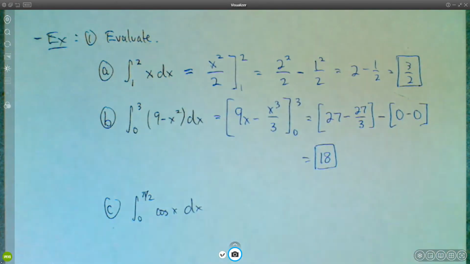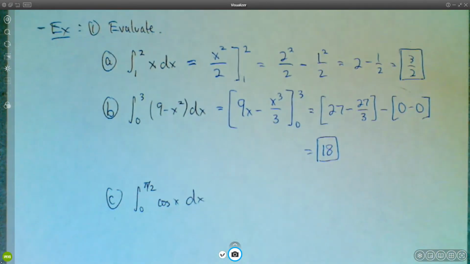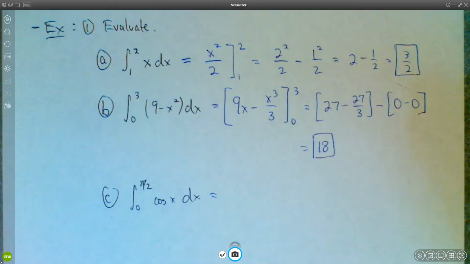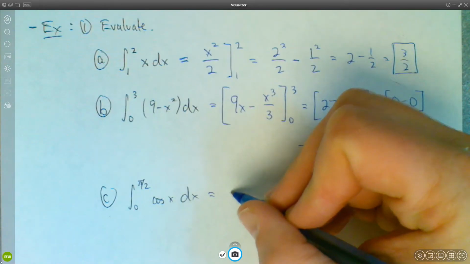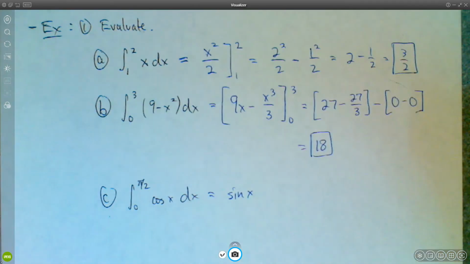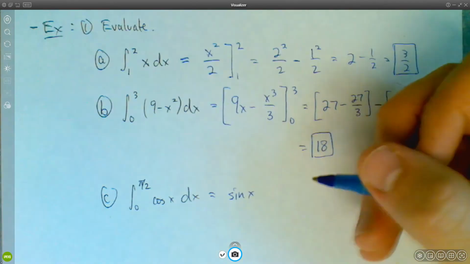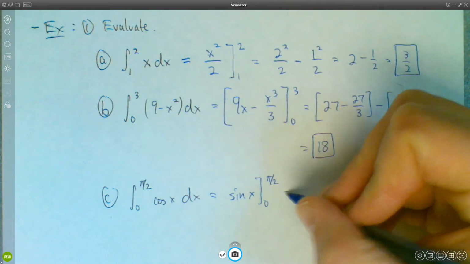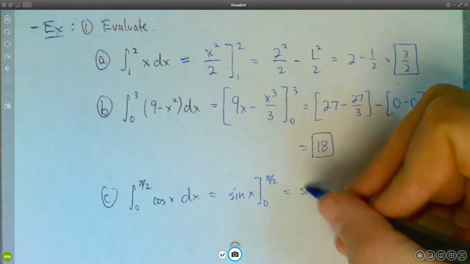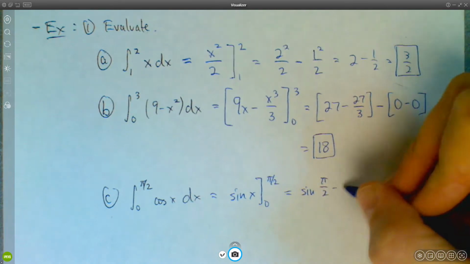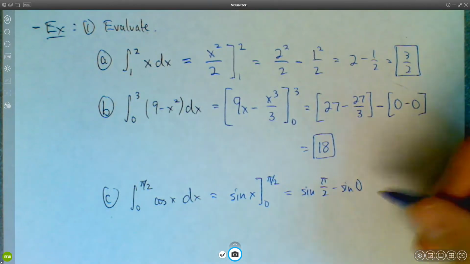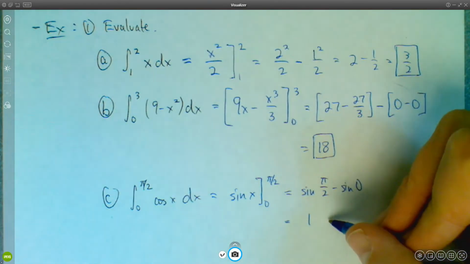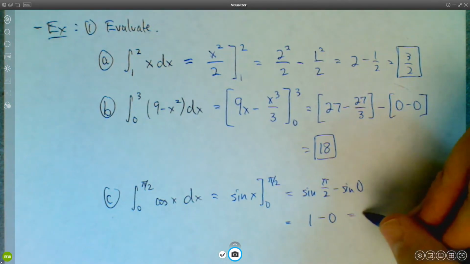So let's see if we can evaluate this one. Again, I'm going to find an antiderivative for cosine. Antiderivative for cosine is sine, right? Because the derivative of sine is cosine. And then I just need to evaluate that from 0 to pi over 2. This is going to be sine of pi over 2 minus sine of 0. Sine of pi over 2 is 1. Sine of 0 is 0. So this is 1.